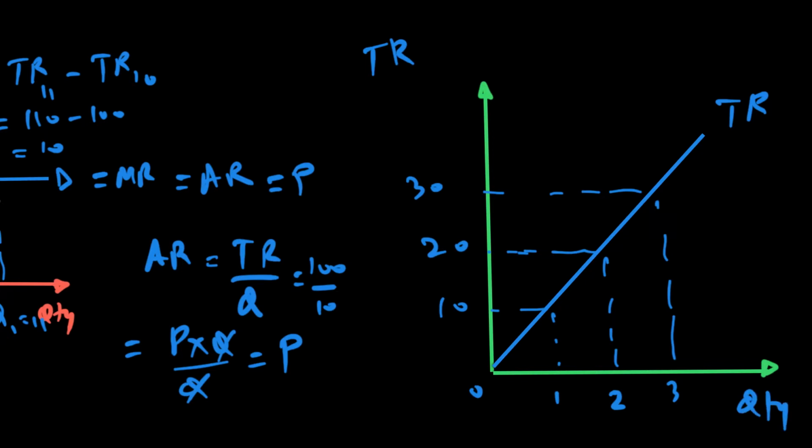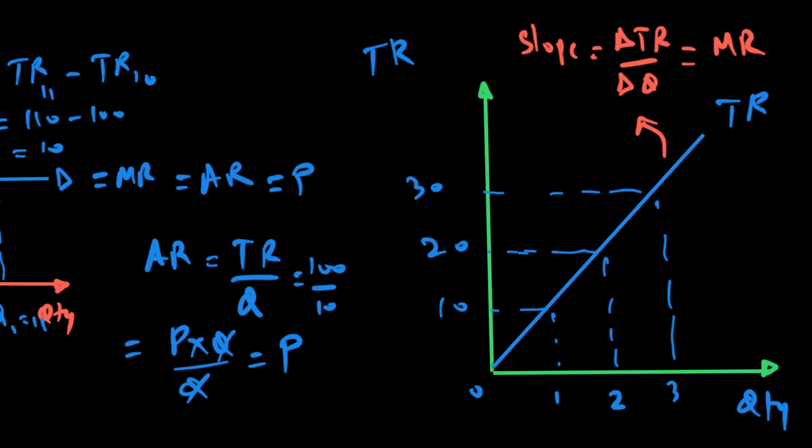So my total revenue looks like this, a straight line coming from the origin, and every time I sell more, I make $10 extra, which would mean if I find the slope of this line, the slope will be change in TR over change in Q, which is simply your marginal revenue. So marginal revenue is the slope of total revenue. That's what the case for the price taking firm will be, a perfectly horizontal demand curve that comes from the market forces of demand and supply.